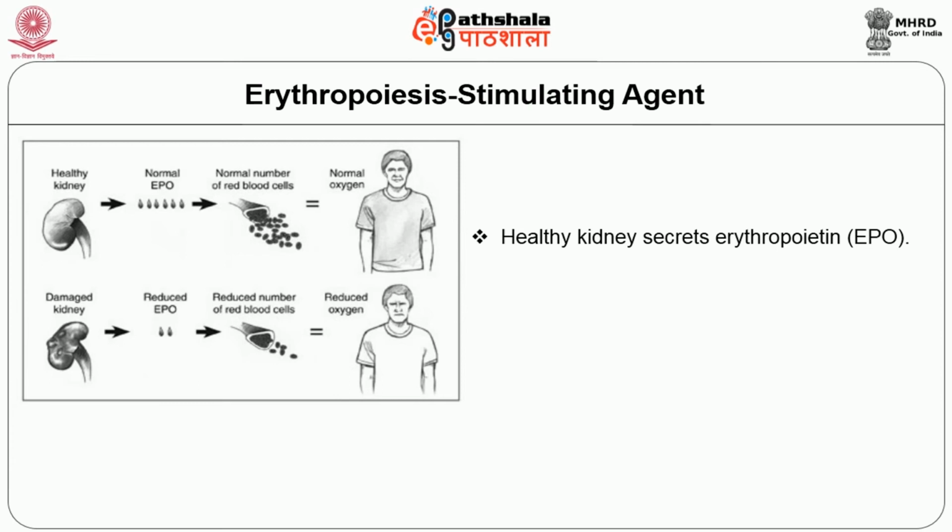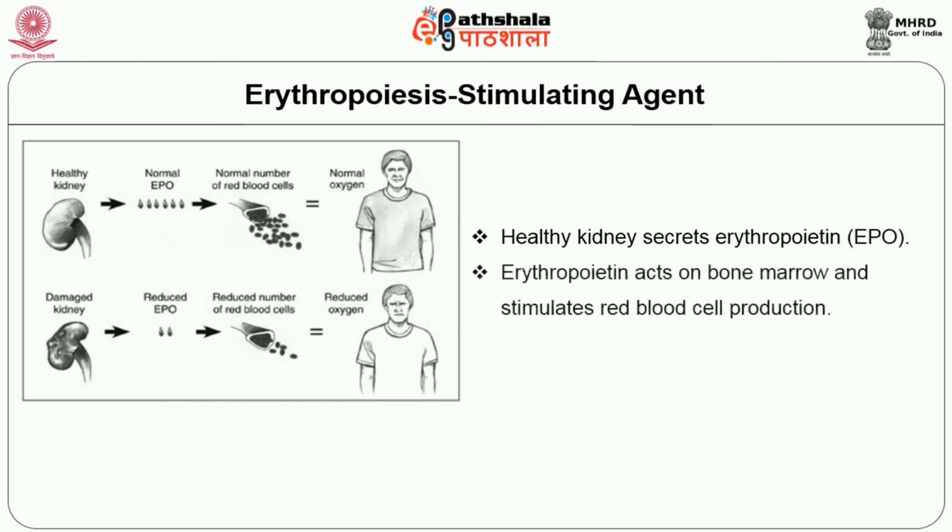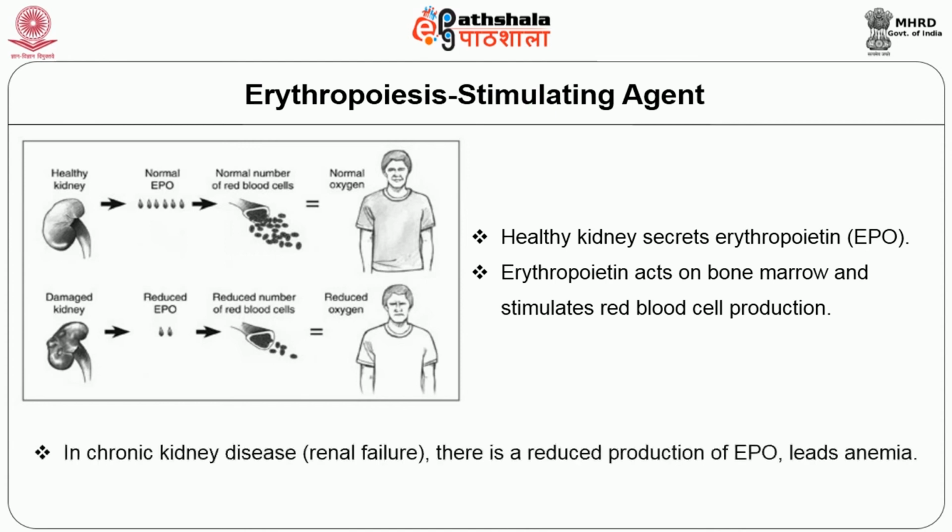If you look into the normal kidney, it secretes a local hormone called erythropoietin. It is called EPO, erythropoietin. This erythropoietin acts on the bone marrow and stimulates the production of RBCs, so as to maintain oxygenation level. But in case of damaged kidney, that is chronic kidney disease or renal failure, which occurs due to uncontrolled diabetes, uncontrolled or untreated hypertension, in such situations the kidney will fail. That is called renal failure. In such conditions, erythropoietin production level will be low. That leads to decreased production of RBCs. That leads to anemia. In such cases, anemia can be corrected by erythropoietin injection.